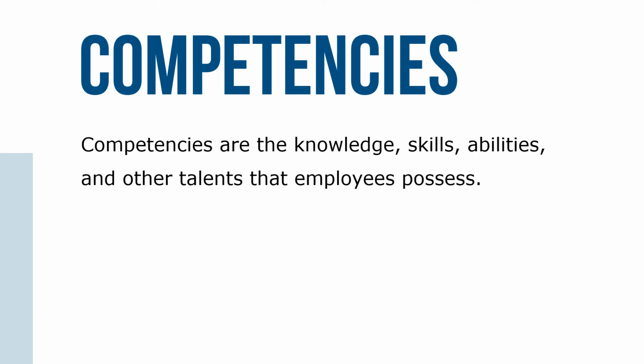The second primary HR activity is for managers to ensure that employees have the necessary competencies to effectively perform their job tasks. Competencies are the knowledge, skills, abilities, and other talents that employees possess. These competencies directly influence the types of jobs employees are able to perform. Managing competencies means recruiting and selecting the right people and training them to succeed in their jobs.